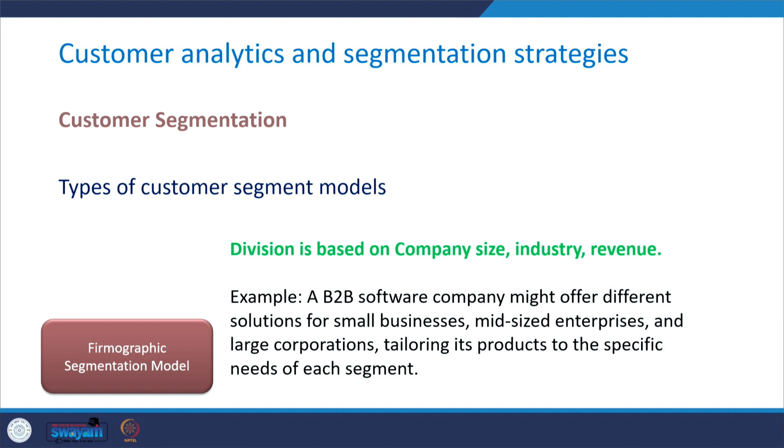Next type is firmographic segmentation model. Here the division of market is based on company size, industry and revenue. This is very much in context of B2B services or B2B context. A B2B software company might offer different solutions for small businesses, mid-size enterprises and large corporations, tailoring the products to the specific needs of each segment.